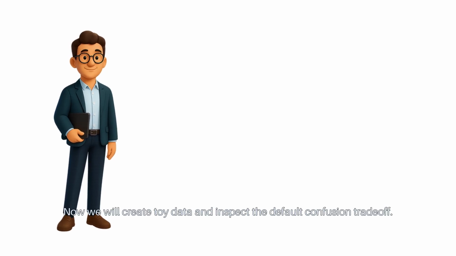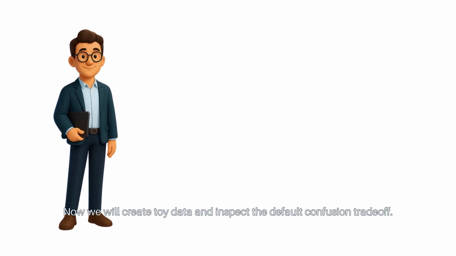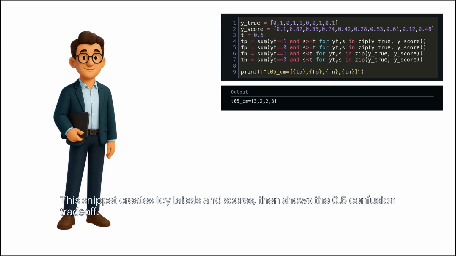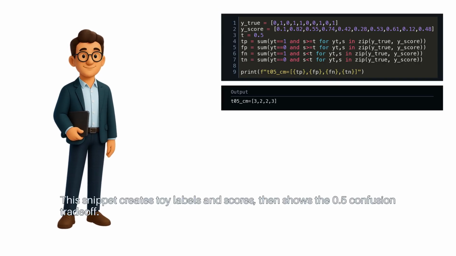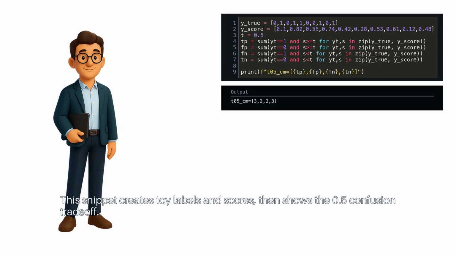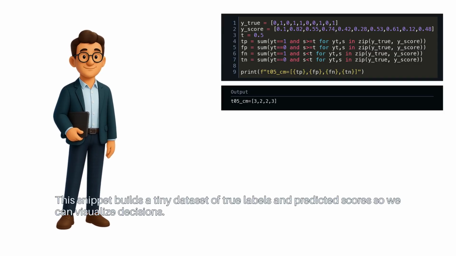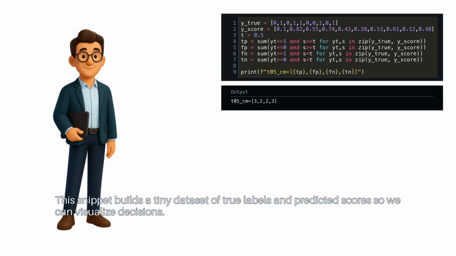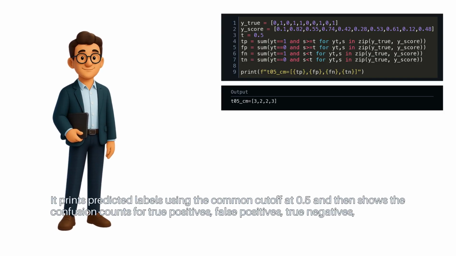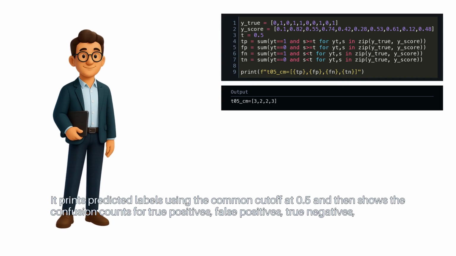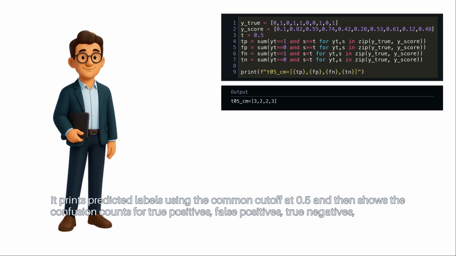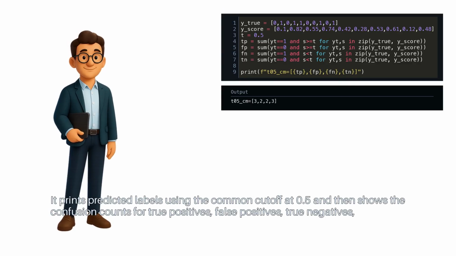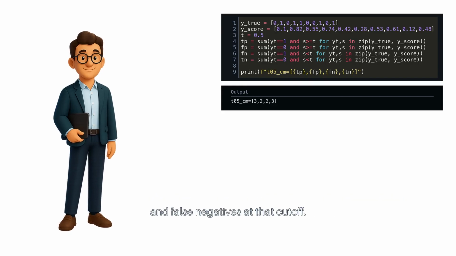Now we will create toy data and inspect the default confusion trade-off. This snippet creates toy labels and scores, then shows the 0.5 confusion trade-off. This snippet builds a tiny dataset of true labels and predicted scores, so we can visualize decisions. It prints predicted labels using the common cutoff at 0.5, and then shows the confusion counts for true positives, true negatives, and false negatives at that cutoff.